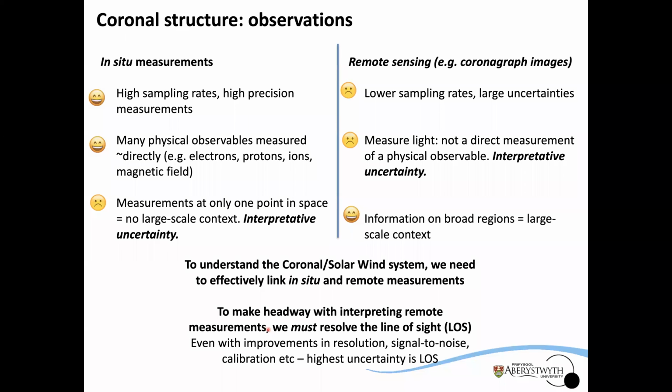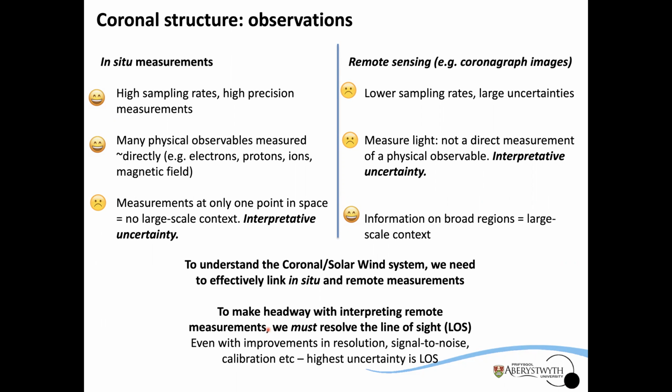But of course, the large downside to in situ measurements, you're measuring at only one point in space. So there's no large scale context of what you're measuring. So there's an interpretive uncertainty here. The coronagraph data has far lower sampling rates compared to in situ and large uncertainties. And of course, we're measuring light, which is not a direct measurement of a physical value. So there's a large interpretive uncertainty here, but we do gain information on broad regions of the corona. So we do have the large scale context.